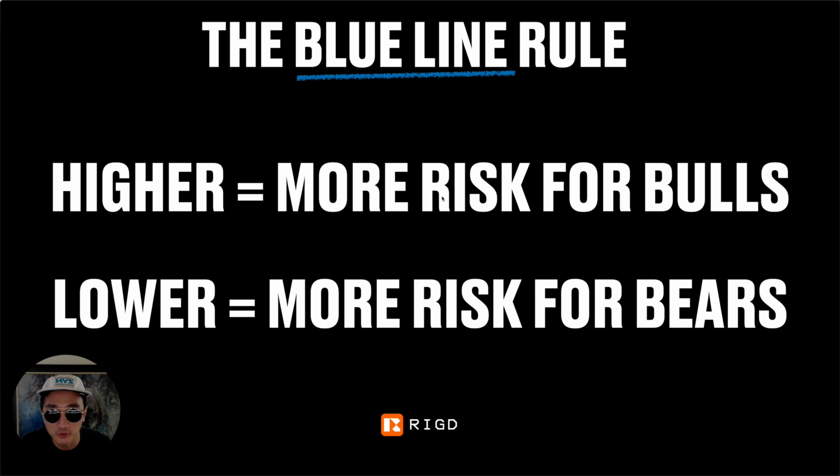Okay, so we know the blue line rule says 3 strikes up or 3 strikes down on average. And now the second way we need to think about this is the higher we go from the blue line, the more risk it is for bull alerts. The lower we go from the blue line, the more risk there is for bears. And just think about this simply before we even get into the chart.